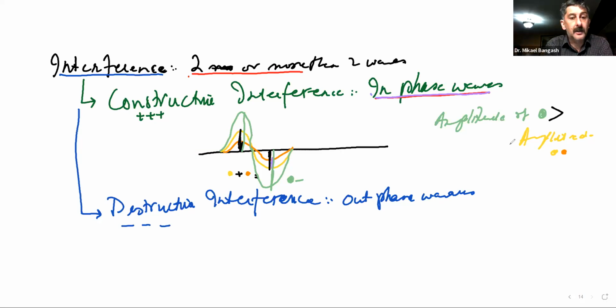Clear? And what does it mean? Constructive interference is that the amplitudes of the waves that are in phase just add up and produce a greater and greater final wave. Did you get that? Yes. Good. Anybody else?